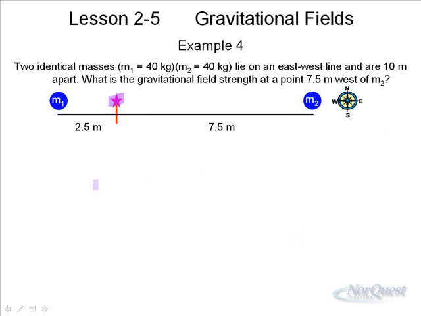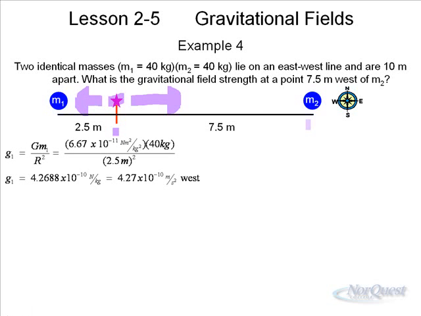Well, it's going to be the sum of the two gravitational fields. One is produced by m1, which is going to attract it in this direction, and m2 is going to attract it in this direction. Now, because this point is closer to m1, the gravitational field strength there is going to be stronger. Because it's so far from m2, it's going to be weaker. What you need to do is find the gravitational field due to the first mass, m1, and then find the gravitational field strength due to m2, and add them together as vectors.